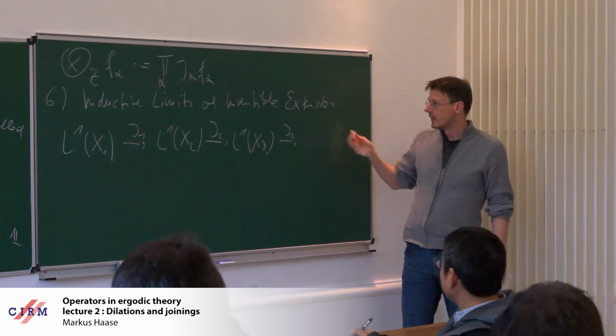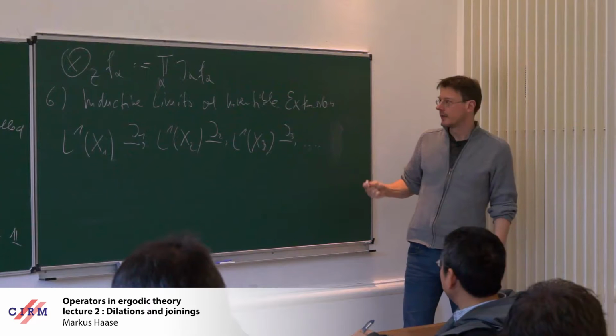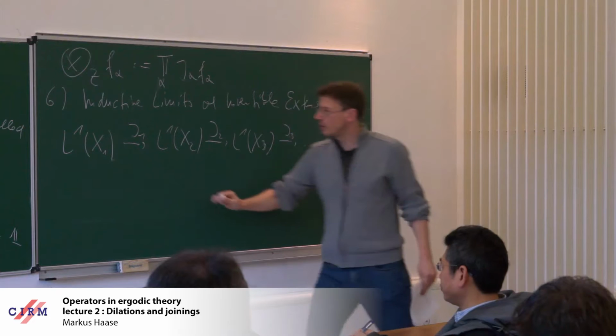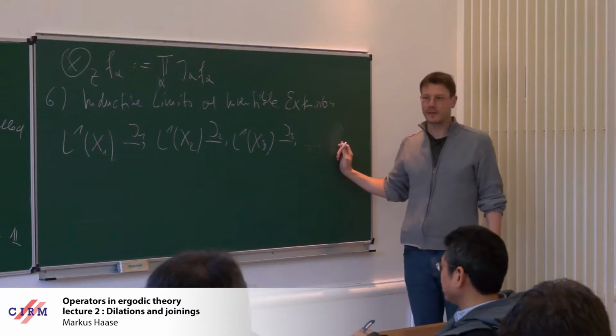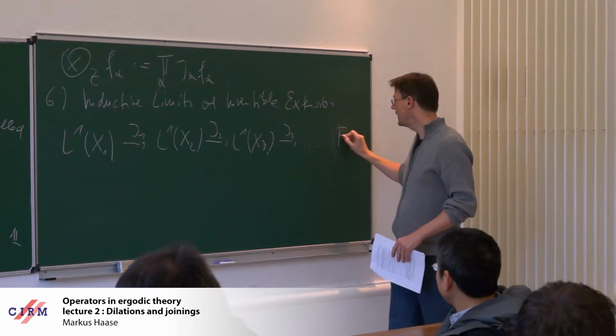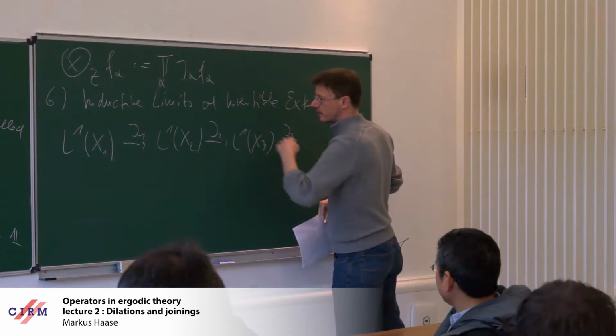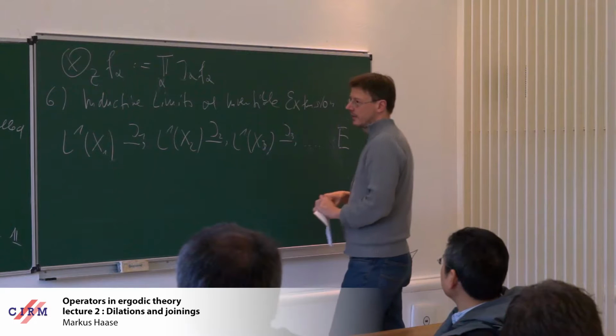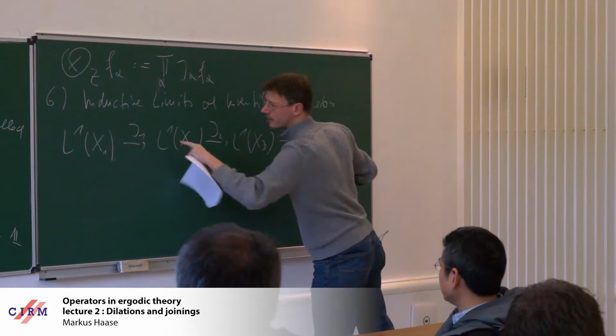You make it a vector space in such a way that the embeddings taking an element here onto its equivalence class are linear. And since all these mappings are isometric, you have a unique norm that makes these canonical embeddings isometric. Then you close it, and you get a huge Banach space, call it E, where all these spaces embed, and it commutes with these individual embeddings. Two elements sit on the same element in here if they are connected by such a mapping.